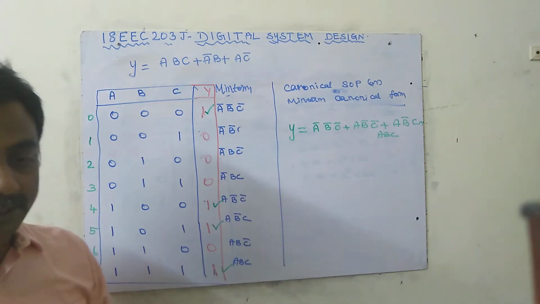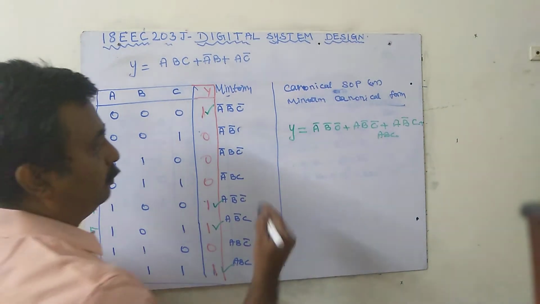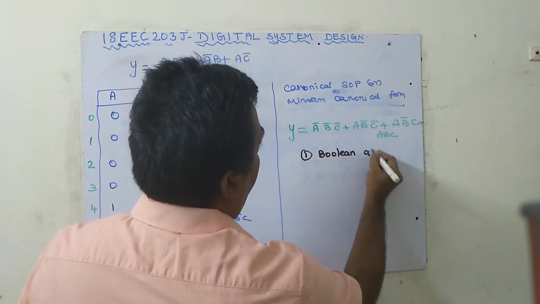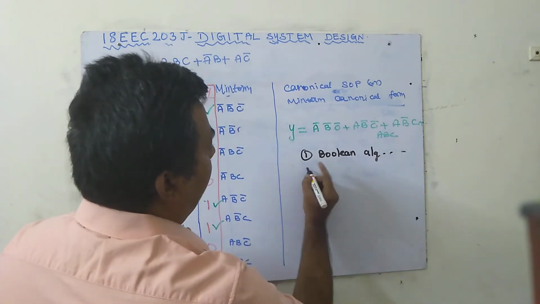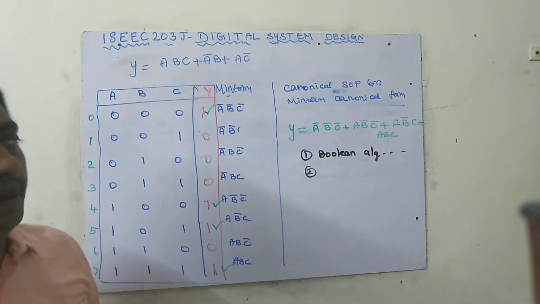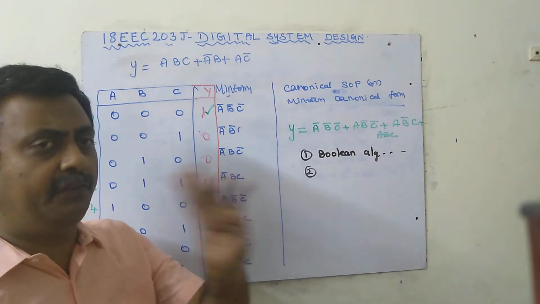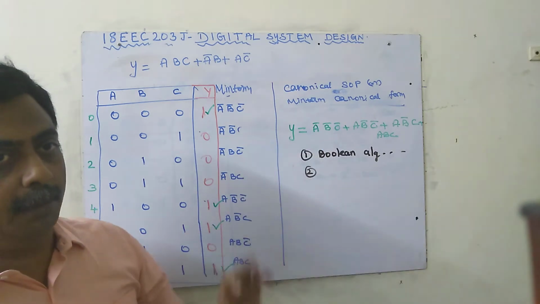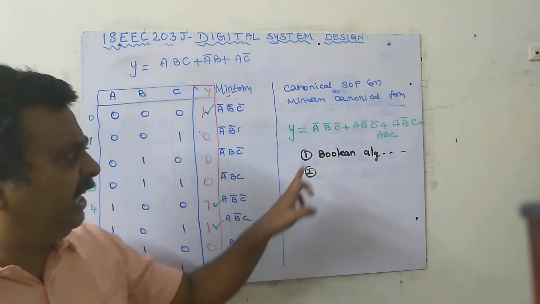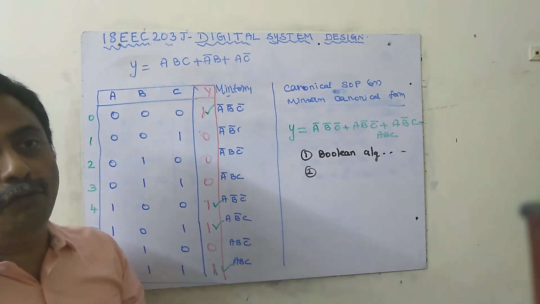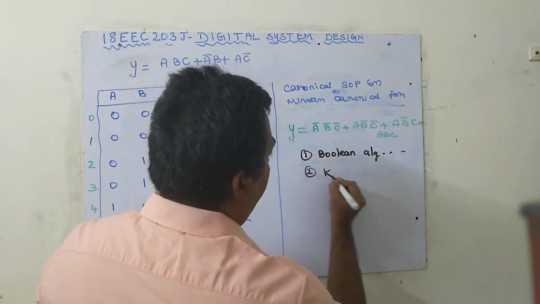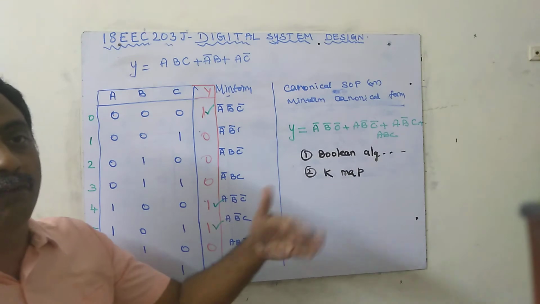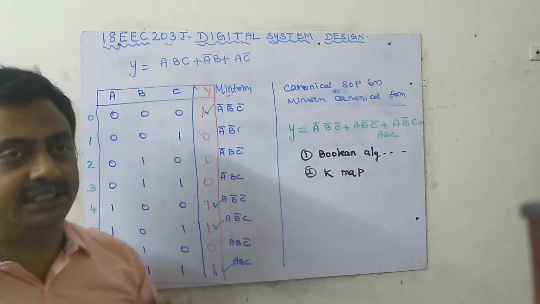How to minimize? For minimization, one method we are using is Boolean algebra, which you have already studied. What is the drawback of Boolean algebra? If there are only two inputs, we can go for Boolean algebra. But with three, four or five variables, it is very difficult to use Boolean algebra, so normally we go for the Karnaugh map or K-map method. For two variables we use Boolean algebra itself; easily we can solve it.